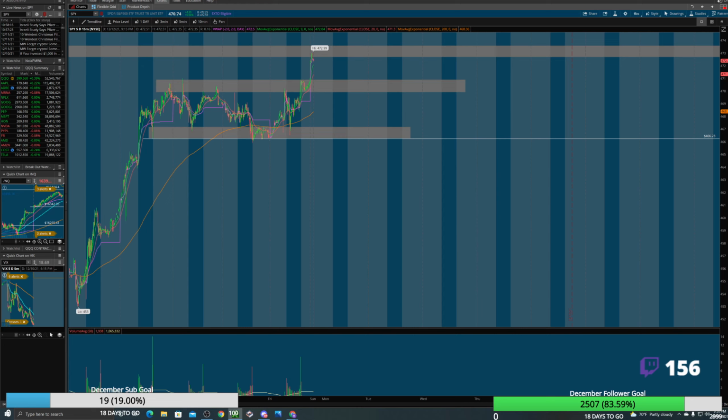A bit off topic, but can you explain how you scale into winning options trades? Are you scaling into the same strike or different strikes? So what I like to do is something called laddering.